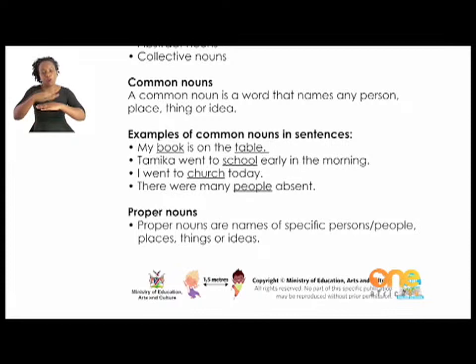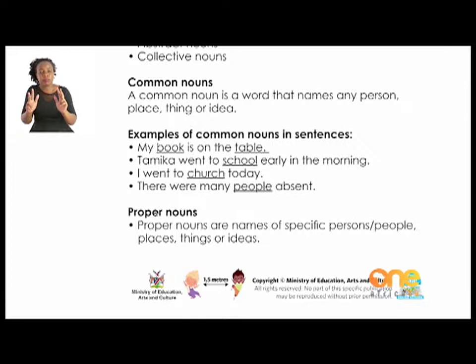The next one: Tamika went to school early in the morning. The common noun there, which is underlined, is school. I went to church today. The common noun, which is underlined, is church. There were many people absent. People is our common noun.